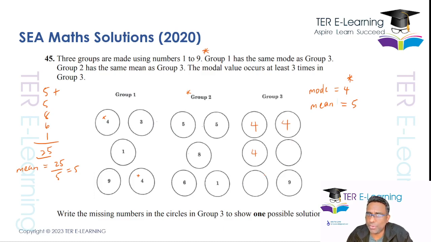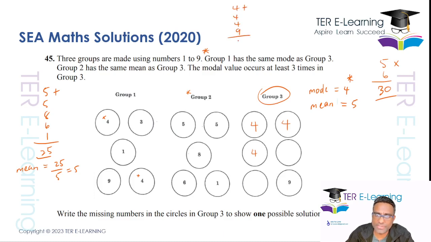So what we can do now, we can find the sum of everybody in group 3. So you're going to take the 5, that's the mean, and multiply by the numbers in group 3. You have 6 numbers this time. So this is going to be 6 times 5, which is 30. You have 30 as your total. Now, when I add up, I have 4, 4, 4, and 9. So 4 threes are 12 and 9. So check this: 4 plus 4 plus 4 plus 9 gives me 21. So the sum of the numbers so far in group 3 is 21.